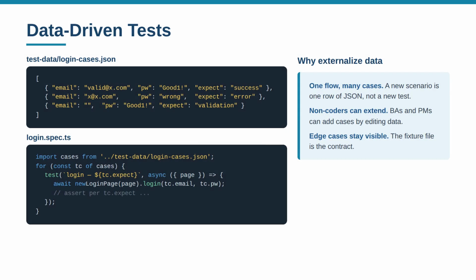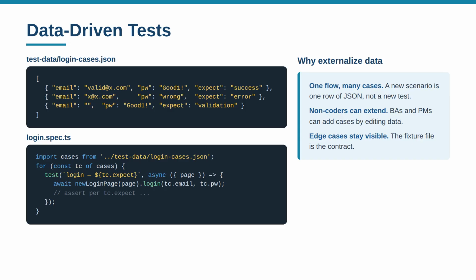Data-driven testing separates your test logic from your test data. One function, many scenarios. The test data folder contains a login-cases.json file with 3 objects. The first has valid credentials and an expected outcome of success. The second has an invalid password and an expected outcome of error. The third has an empty email field and an expected outcome of validation. Each object is one test case, described entirely as data.